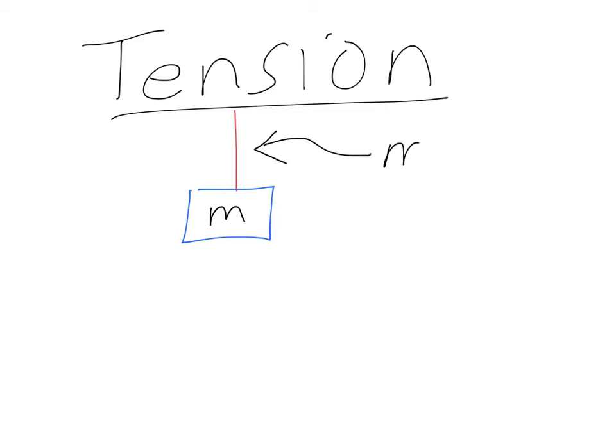We'll think of the string as massless. If the string had mass, then something different happens, and we'll discuss that at another time. When the string is massless, I can think of the tension as being the same everywhere throughout that string.